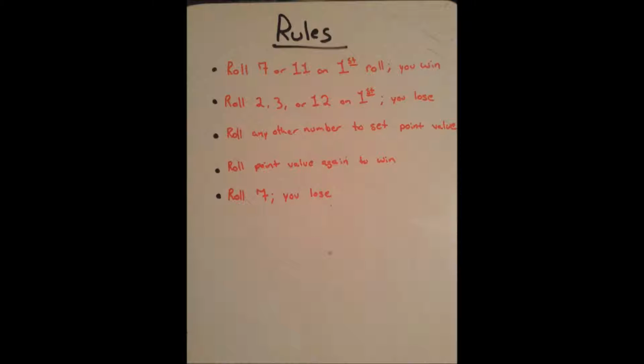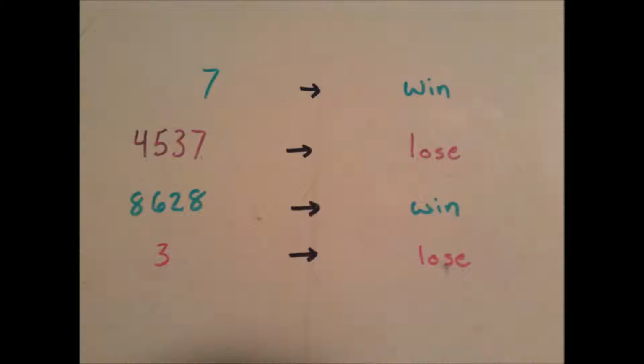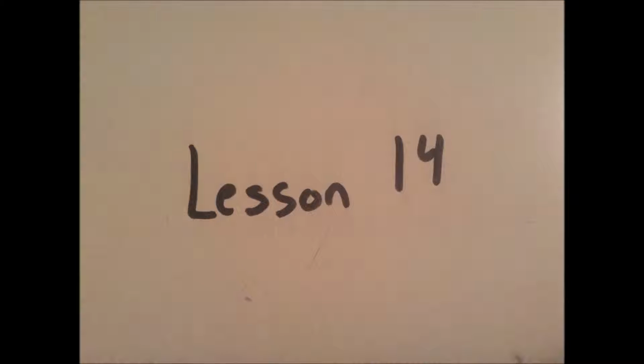After the point value has been matched, or a 7 terminates the game, the play resumes from the top. The following sequence of dice rolls gives the results. If they roll a 7, the player wins. If they roll a 4, 5, 3, then 7, the player loses. If they roll an 8, 6, 2, then 8, the player wins. If they roll a 3, then they lose. If you want to see the full program, you can look at a handout in Lesson 14 online.